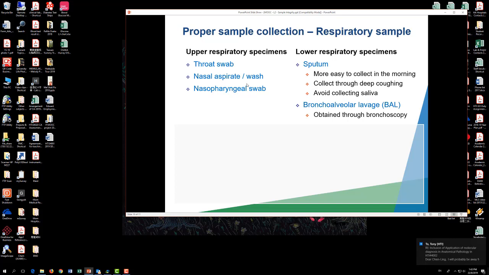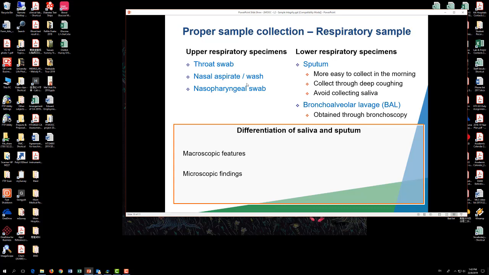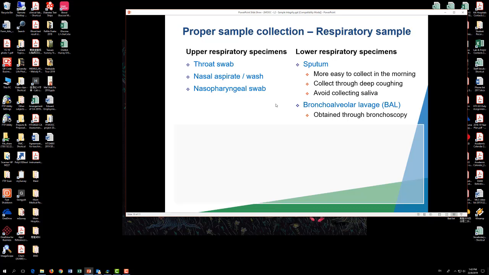Upper respiratory specimens include throat swab, nasal aspirate, or wash. For respiratory samples, there are two main types. One comes from the upper respiratory tract, and the other from the lower respiratory tract.